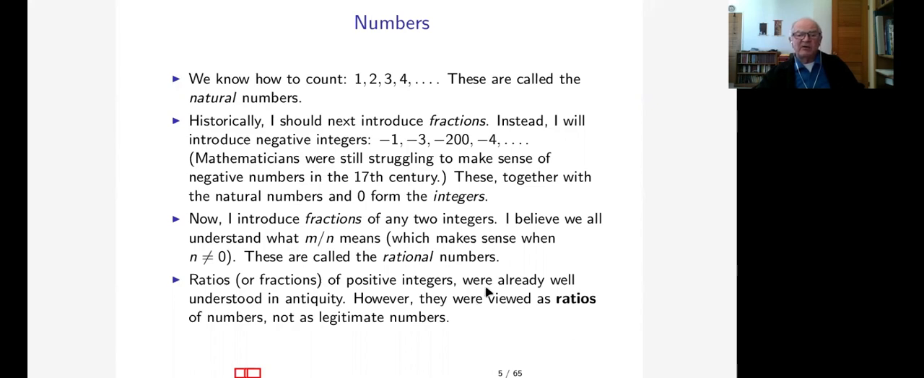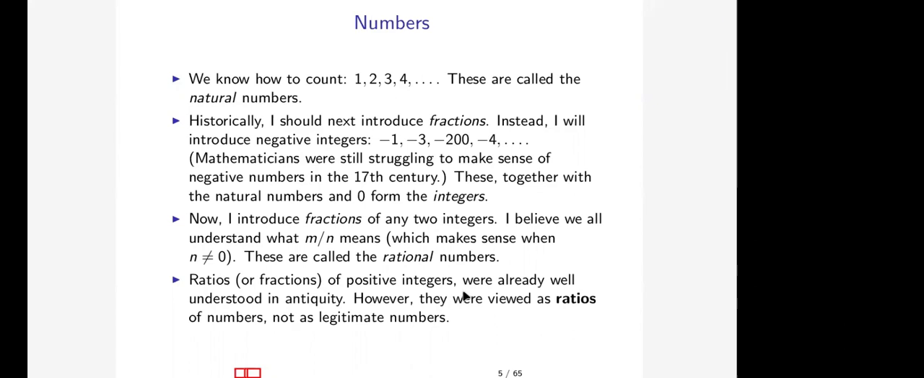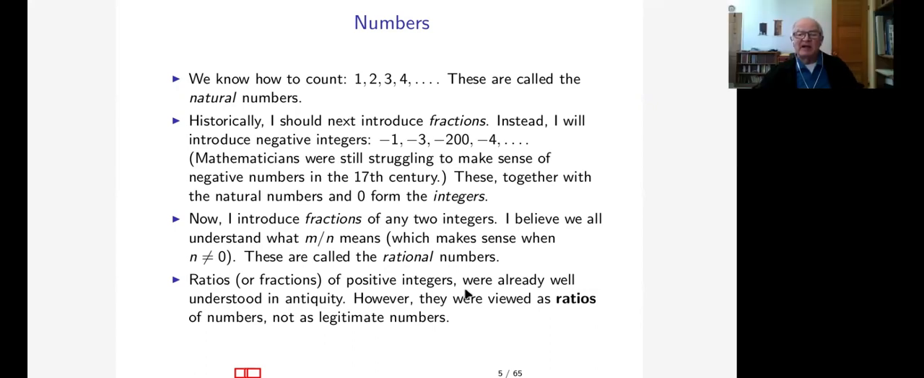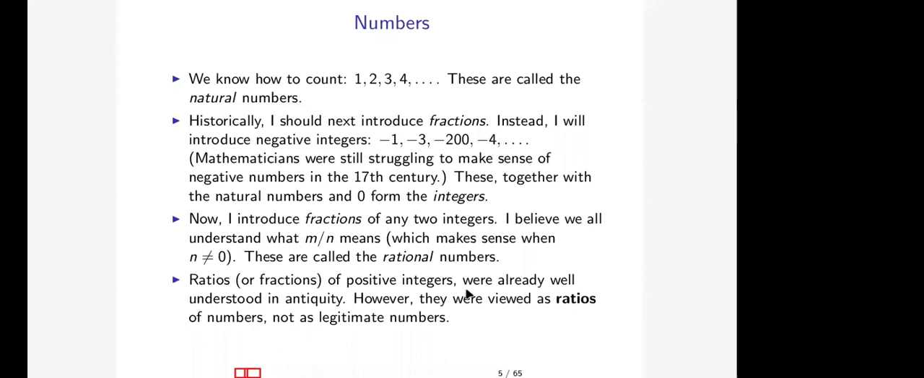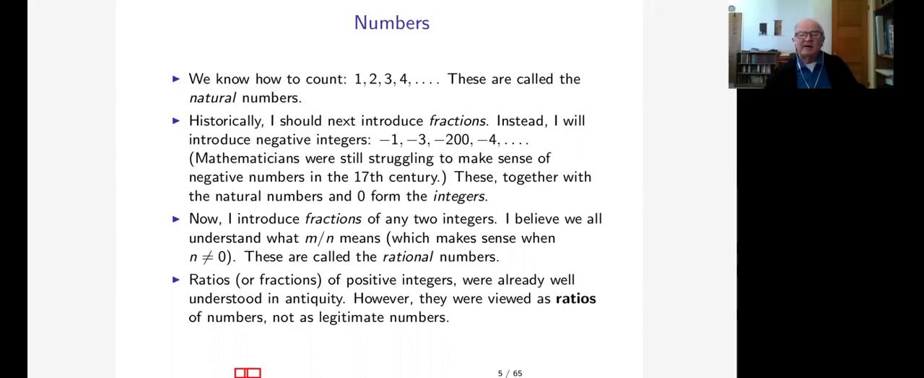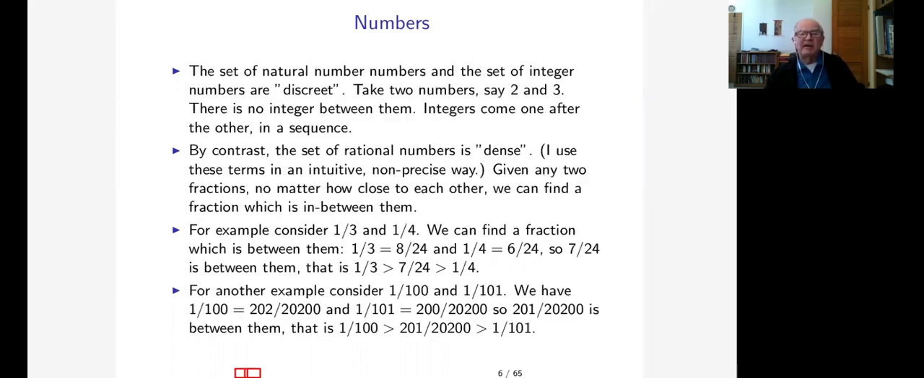The ratios were very well understood in antiquity, but interestingly, mathematicians, philosophers in those times didn't think of them as numbers. They were thinking of them as a different entity. They were ratios of numbers, not legitimate numbers. Today, it's actually a little hard to make such a distinction. Of course, it's a number. Any fraction, any ratio is a number.